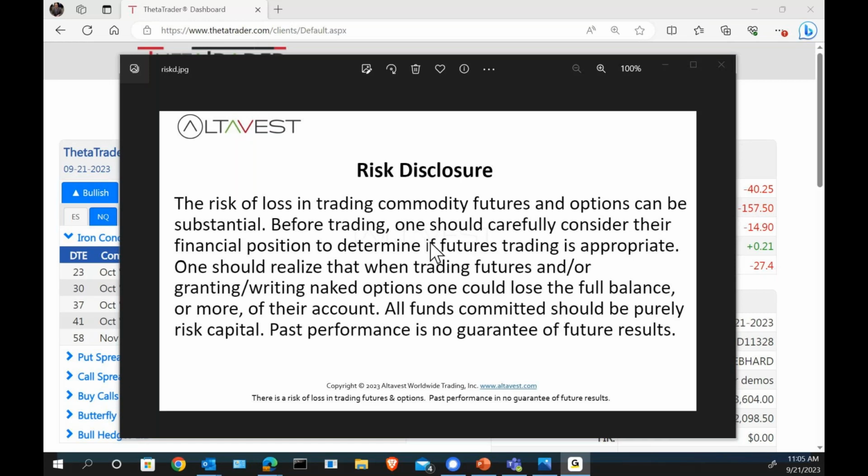Before we get started, do take a moment and look at that risk disclosure there. I'll give you just a second to look at that. The most important thing would be that when you're trading, you should be using risk capital, and that past performance is no guarantee of future results.